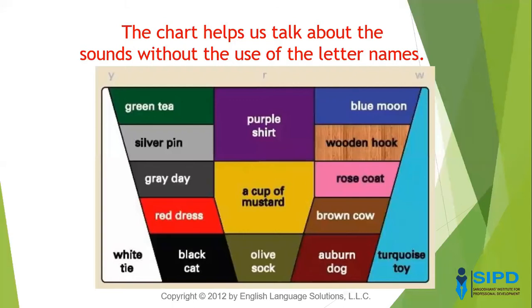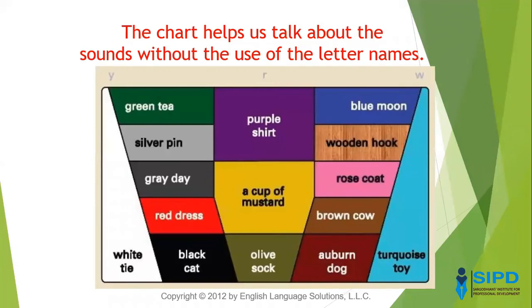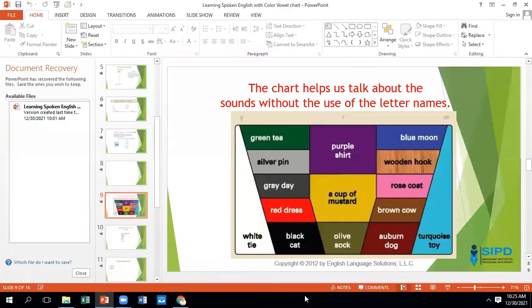Then we have auburn dog. It's an AW sound, closer to olive, but it's AW, auburn. So you don't need to open your mouth completely. Auburn dog. Turquoise toy, so it's oi sound, boy, toy. And then on the left side, we have white tie, I. So it's this sound.